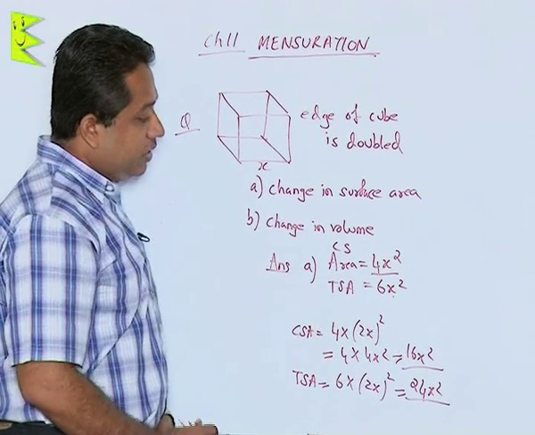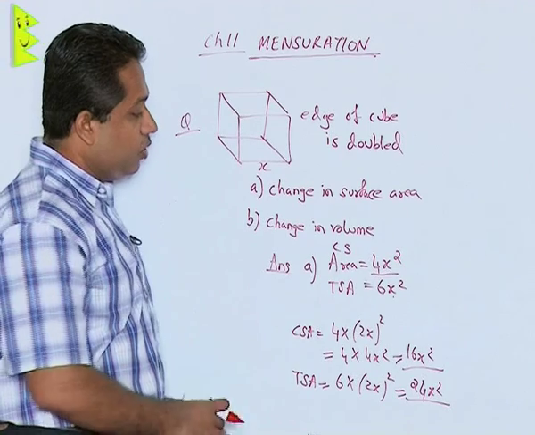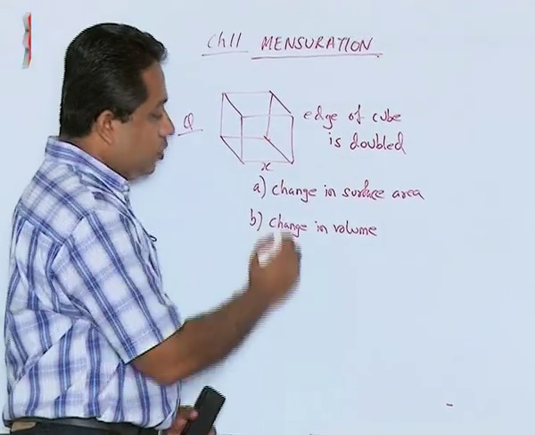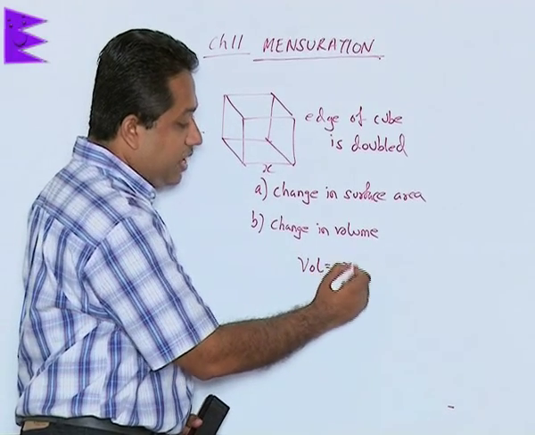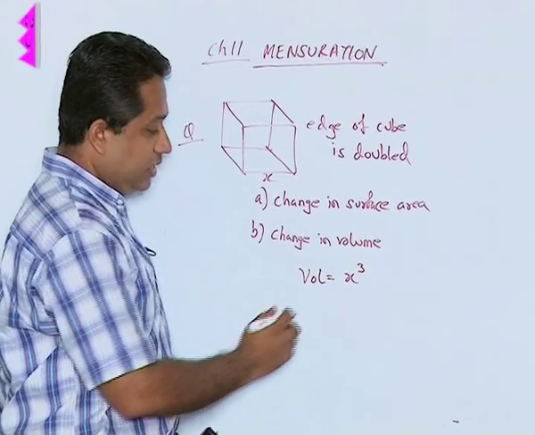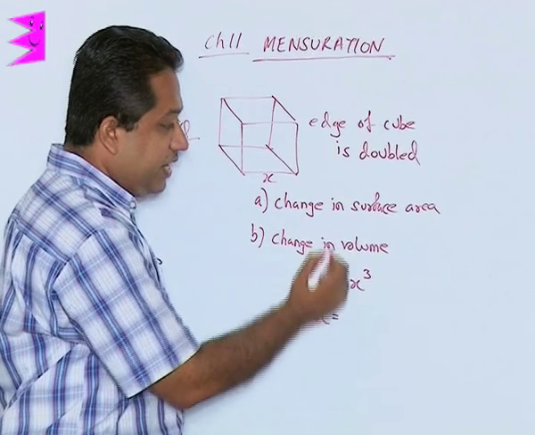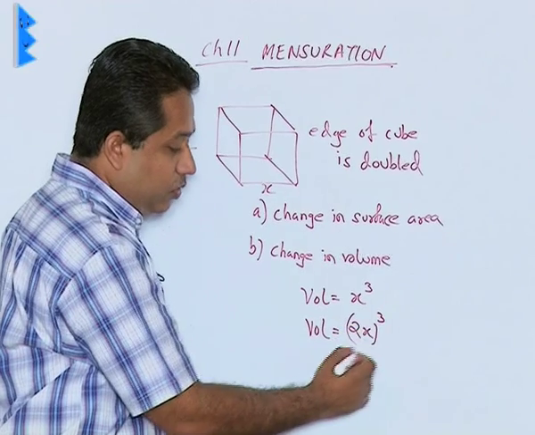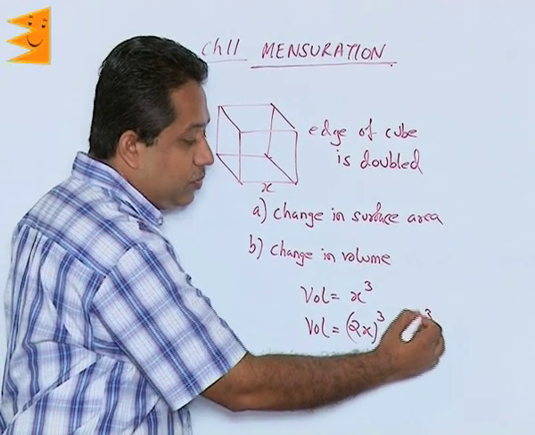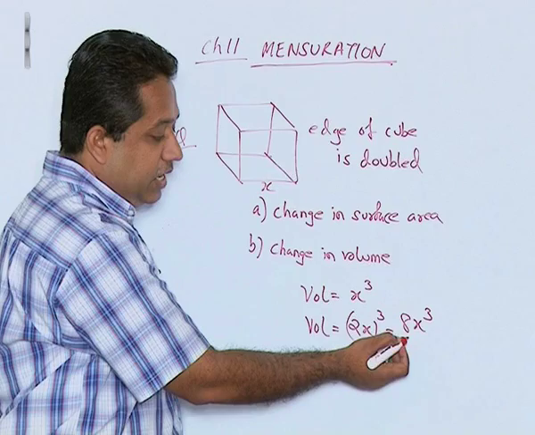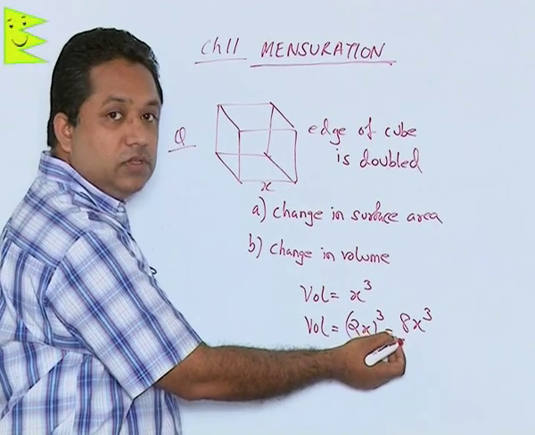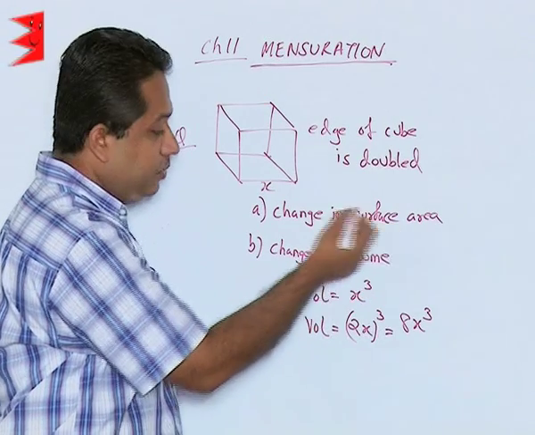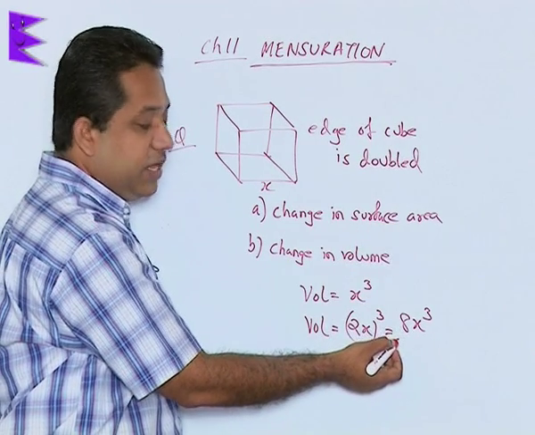And now look at the second part, that is the change in volume. Now, volume formula is side cube. For this cube, the original volume will be x cube because side is x. Now, what happens if the side is doubled? It will become 2x whole cube. 2x whole cube will become 8x cube. So, compared to the original, new volume has become 8 times. So, the answer to the first part, the area will be increased by 4 times, but the volume will be increased by 8 times.